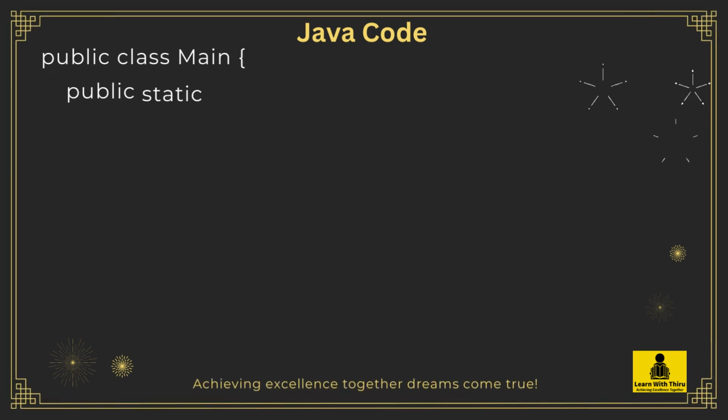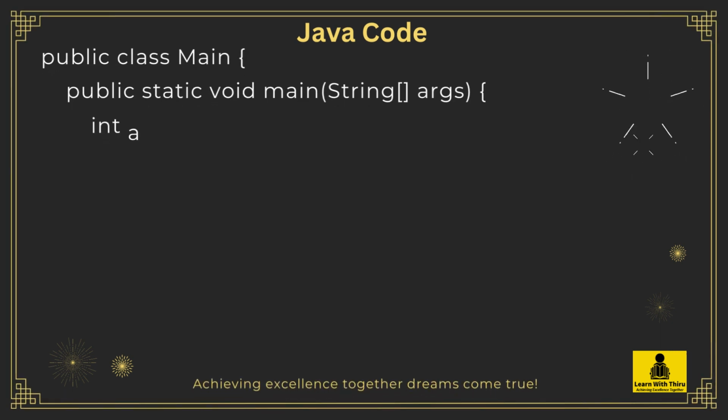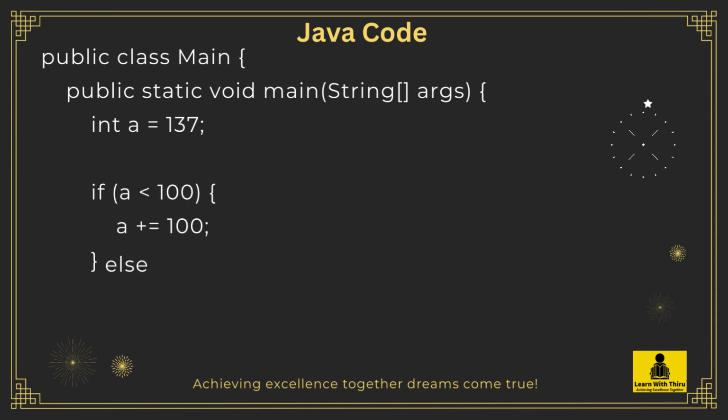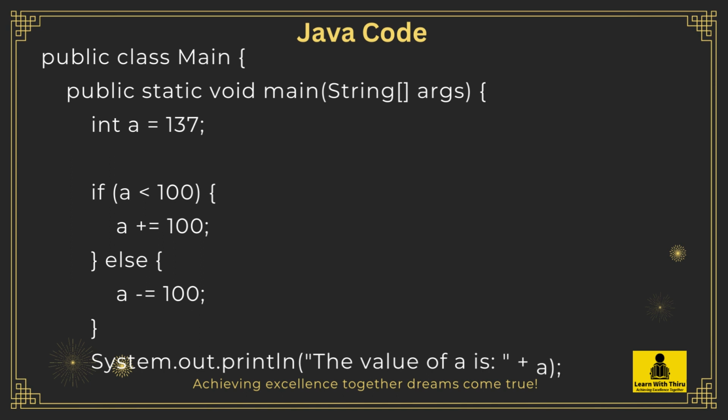Java code. Public class Main. Public static void main, String args. int a equals 137. If a is less than 100, a plus equals 100. Else, a minus equals 100. Closing curly bracket.